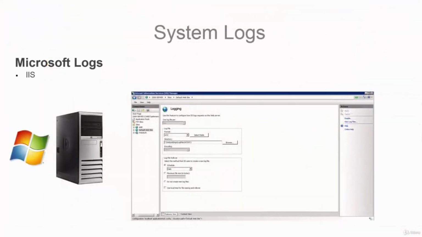In addition to system logs, operating systems have specific logging information for different applications like web services. IIS is the Windows-based web server application, and like Apache web servers, it has access logs to record server activity.